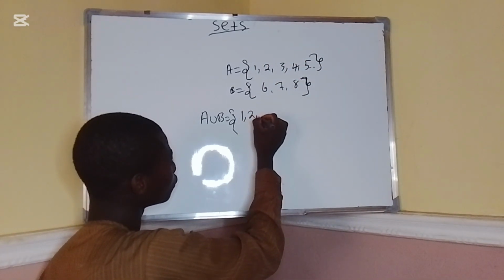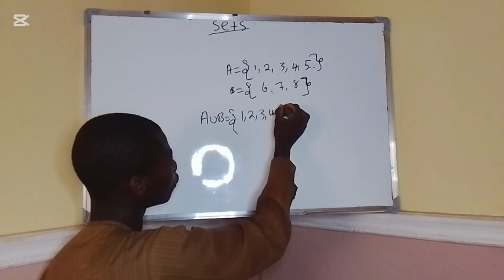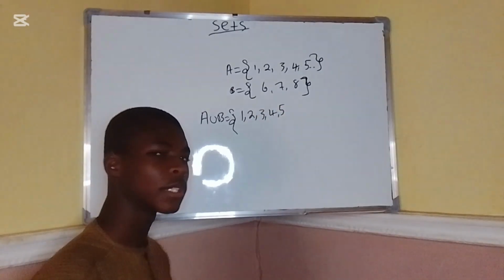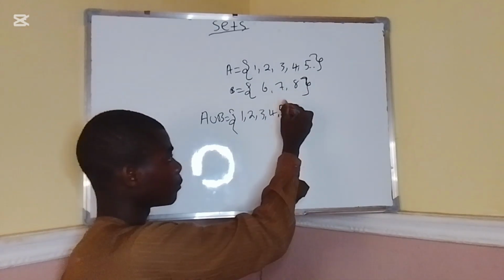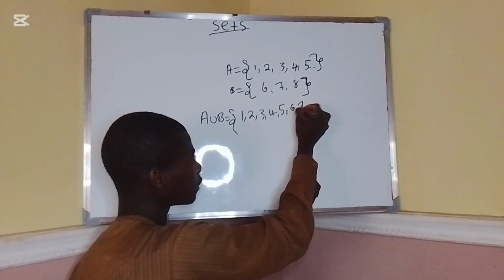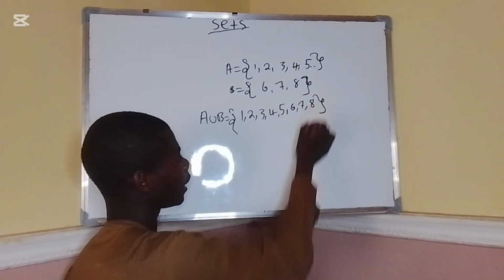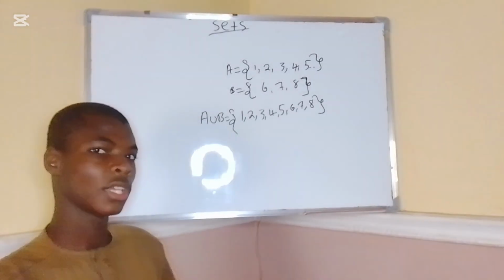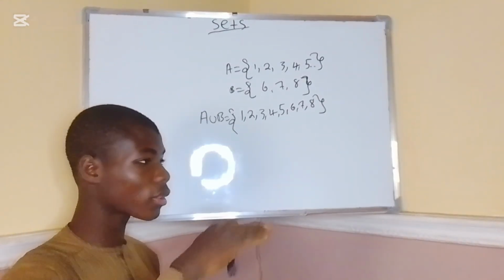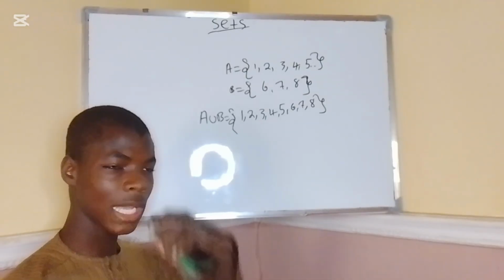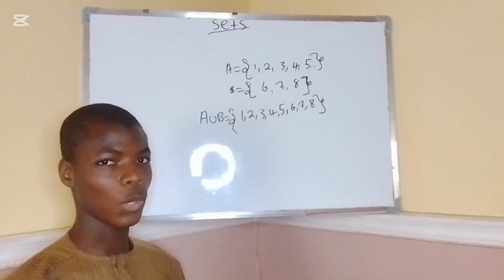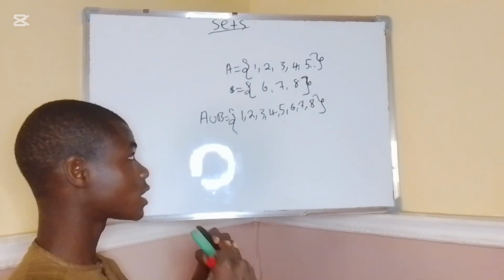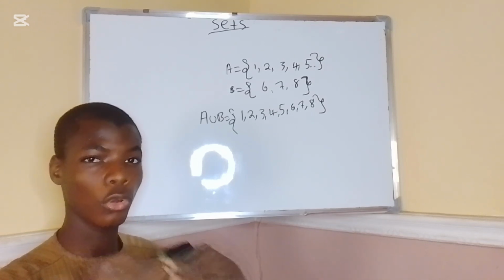1, 2, 3, 4, 5. Then you will continue from B: 6, 7, and 8. So this is what we call union. The union consists of both set A and B, or either set A, B, and C. It consists of both of them.